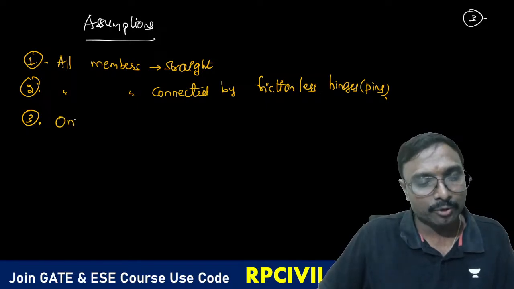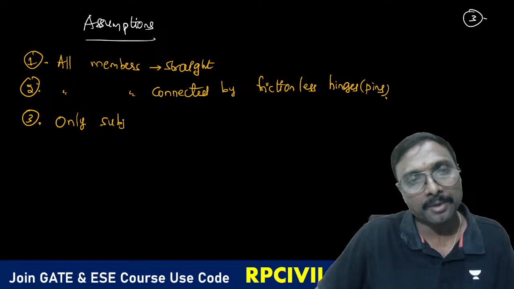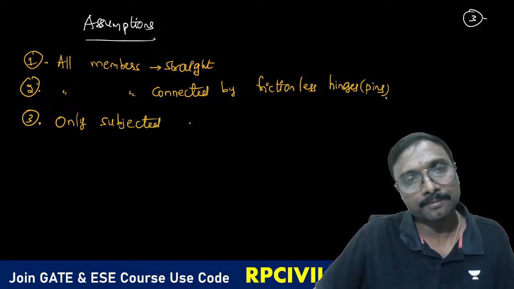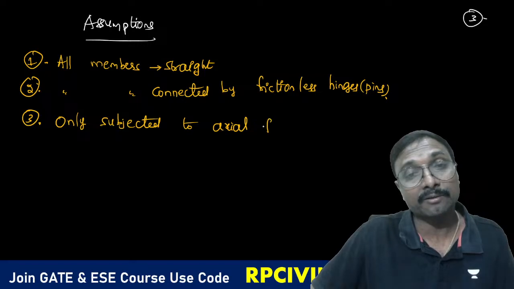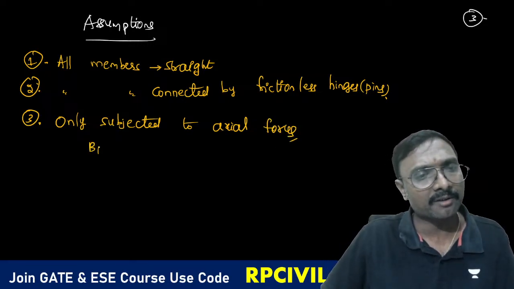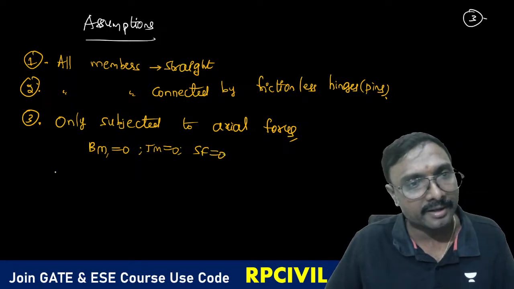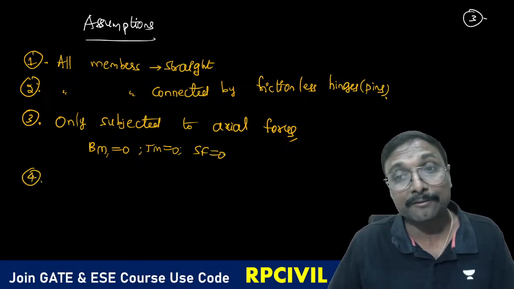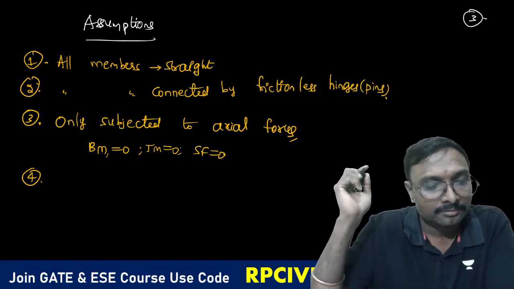Now, members are only subjected to axial forces. Only subjected to axial forces means that the bending moment is equal to 0, the twisting moment is equal to 0, and the shear force also will be equal to 0. Only axial force, that is compressive force or tensile force, we have to take. Is it clear?